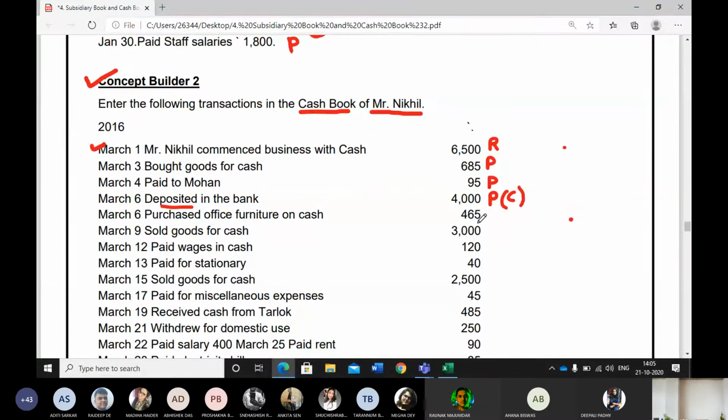Next, purchased office furniture on cash. Payment, sir. Next, sold goods for cash. Receipt, sir. Again, paid wages in cash. Payment, sir. Next, again, paid for stationery. Payment, sir. Sold goods for cash. Receipt, sir. Paid for miscellaneous expenses. Payment, sir.